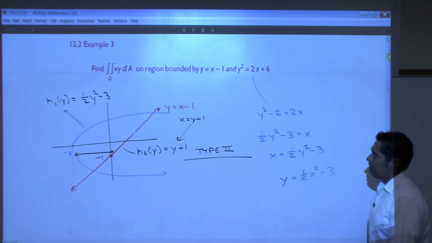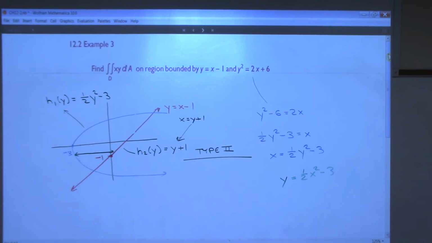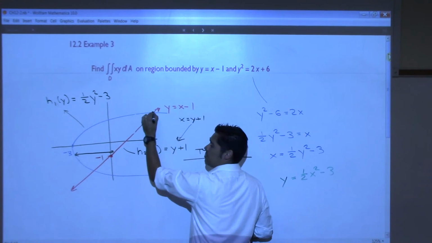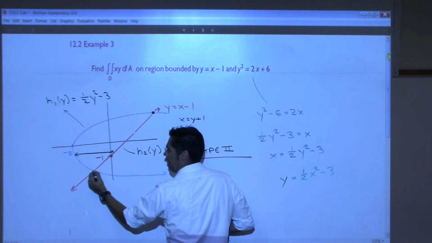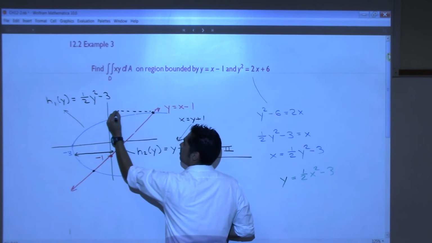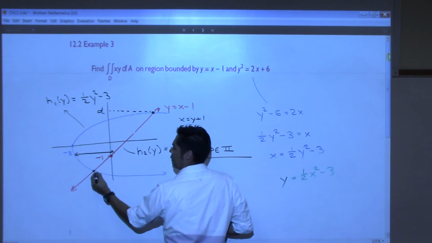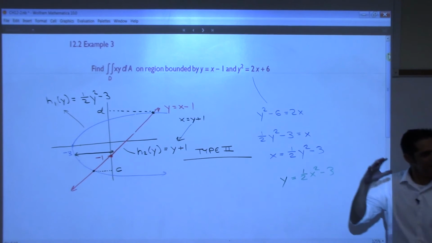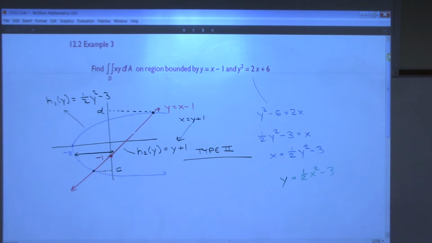What else is still out here for me to resolve? Bounds on y. So we want to know where these hit each other still, right? We want to know that point and that point, because this is going to be our D, and this point down here is going to be our C. So you see, it's everything just sideways. Same picture, just rotated, basically.